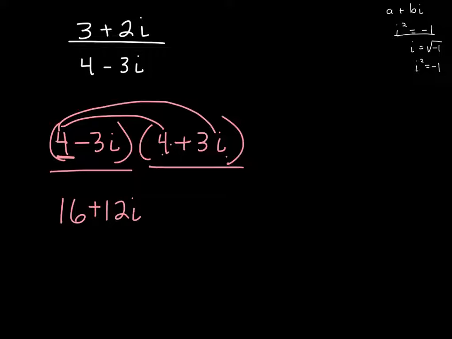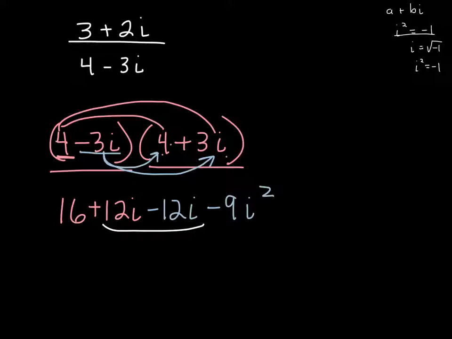Okay, so now we're going to distribute the -3i. First, we're going to distribute it to the 4. So -3i times 4 is -12i. And then we're going to distribute the -3i to the positive 3i. And we're going to get a -9i squared. Okay, so we can recognize that these two terms are like terms, and they cancel one another out.